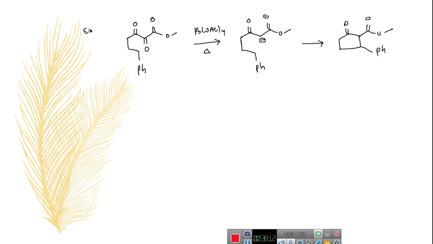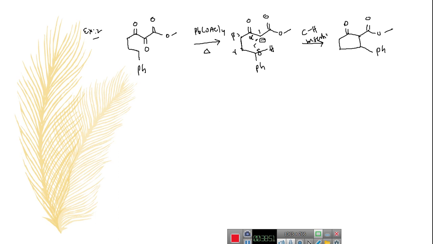Let us take another example. In this case, the treatment of this diketone or ketoester with lead tetraacetate produces a carbene, which doesn't have any hydrogen at the alpha carbon, but has hydrogens at beta, gamma and delta. As I told you, if the beta, gamma and delta carbons have hydrogens, then this carbene generally prefers insertion into the delta CH bond. So the insertion takes place at the delta CH bond and produces a 1, 2, 3, 4, 5 membered ring.